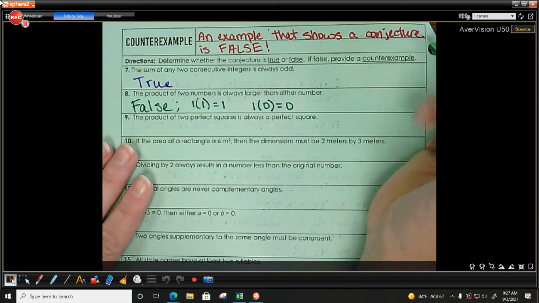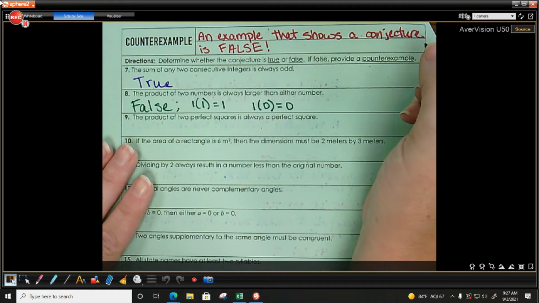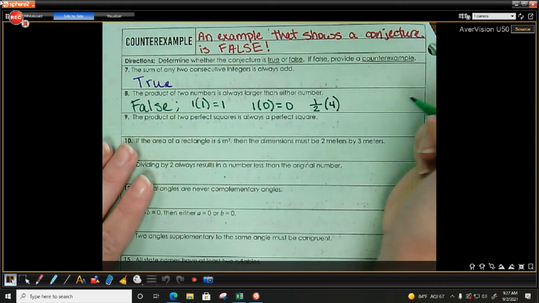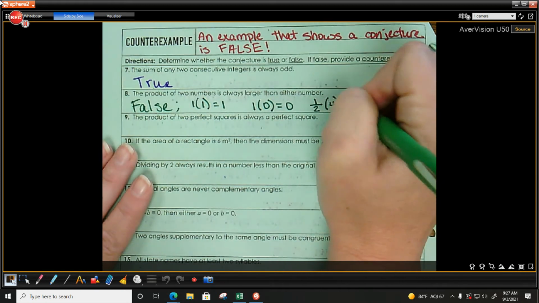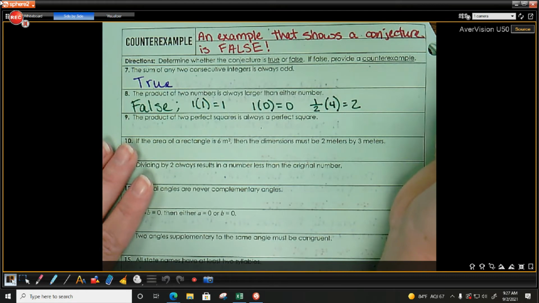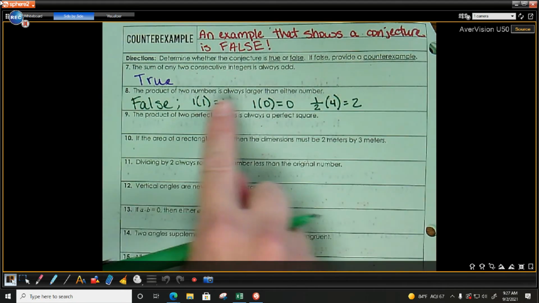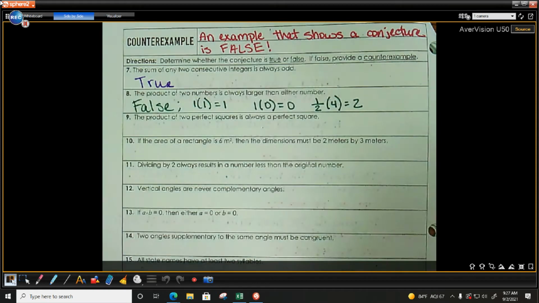What about if we do like fractions? Like what if we take a half of 4? Is that larger than both numbers? No. Okay, so all of these would be counterexamples. That conjecture is not true, it's false.